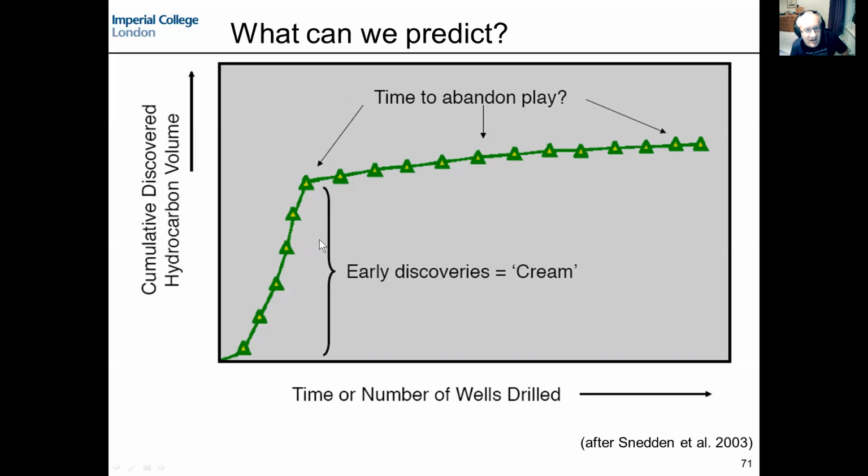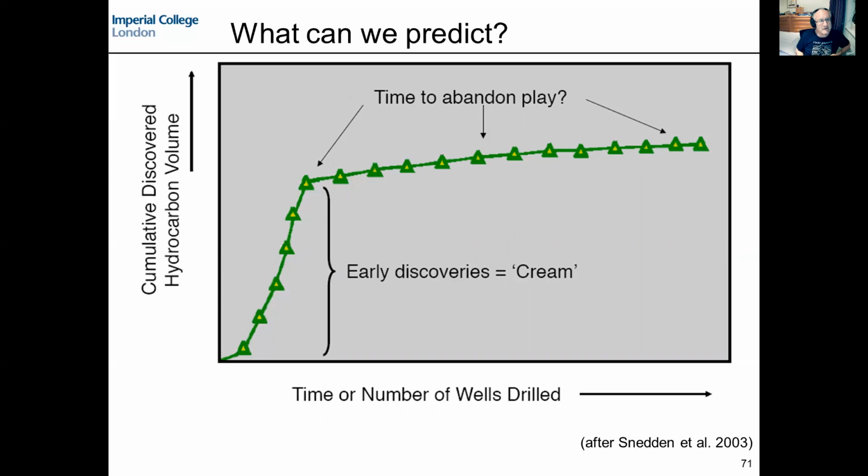And as we go further into the basin's exploration history, we add smaller volumes, and the rate at which we add accumulations decreases through time or with the number of wells. So typically we see a curve with a steep rate to begin with, then a falling rate, reaching a plateau when the play is effectively fully explored. This curve is sometimes referred to as a creaming curve because this is the cream in the early part of a basin history.